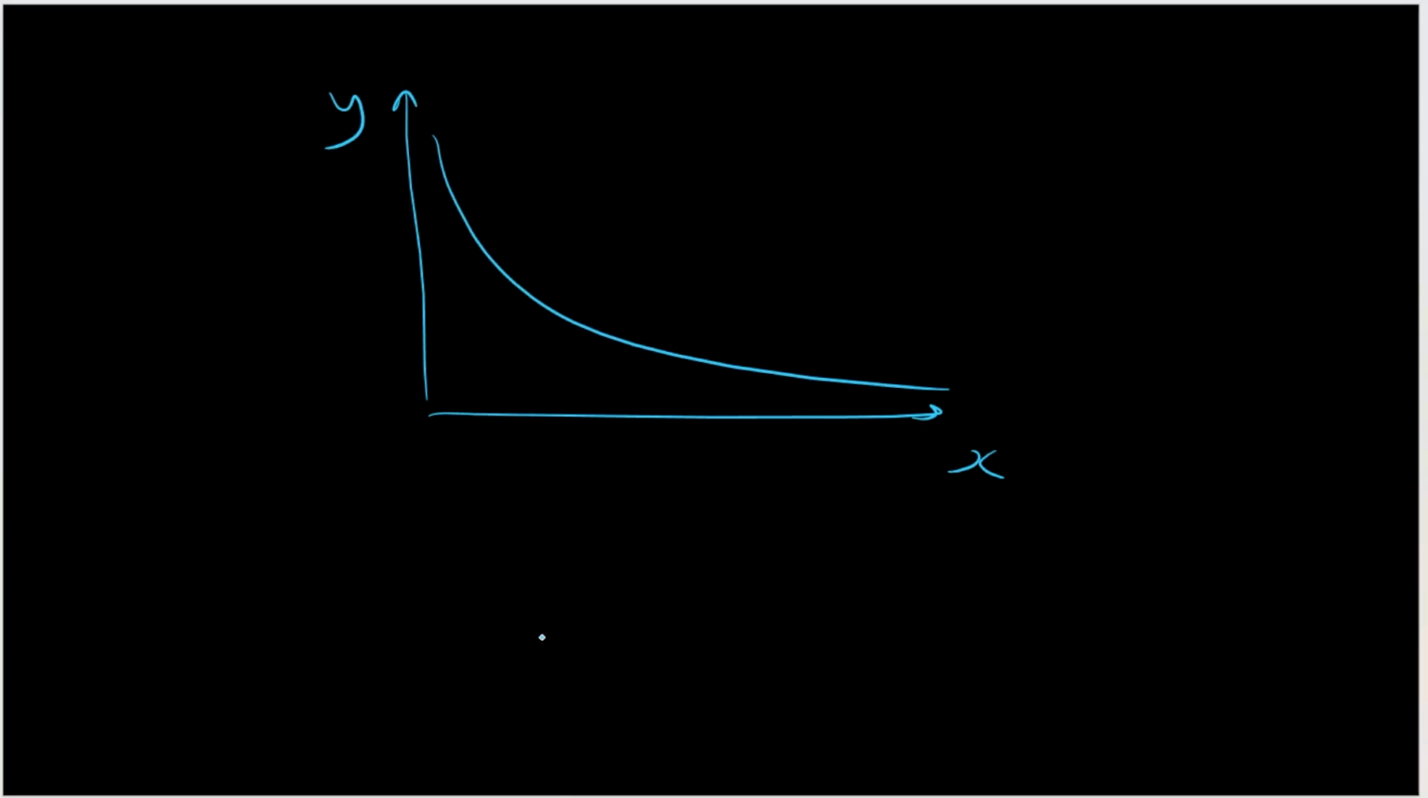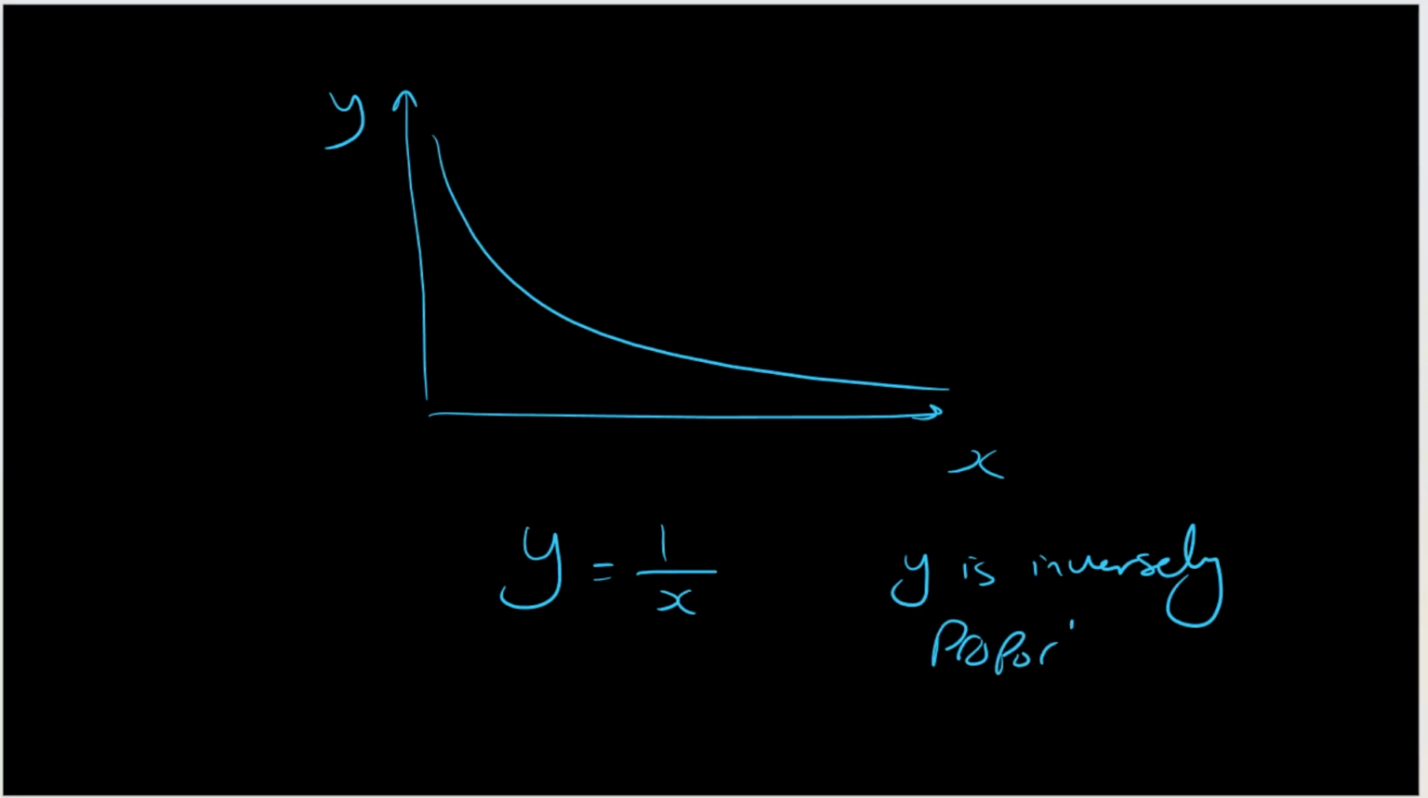What about this one? This means that x and y are inversely proportional. This means that y is inversely proportional with x. It means that as x increases, y decreases. This is very important.